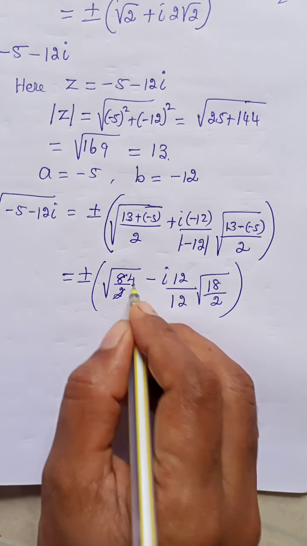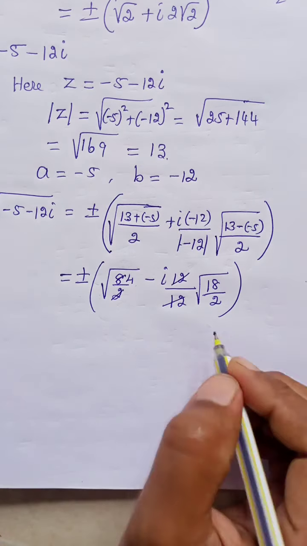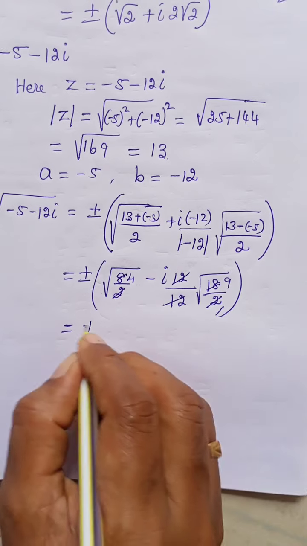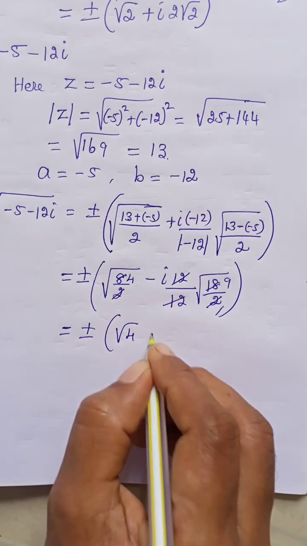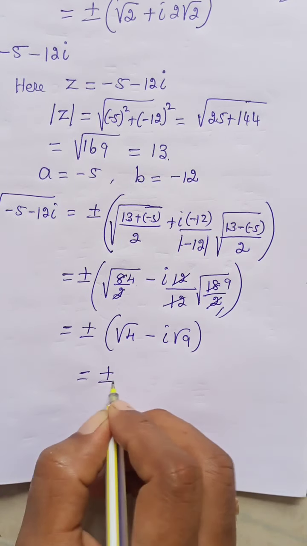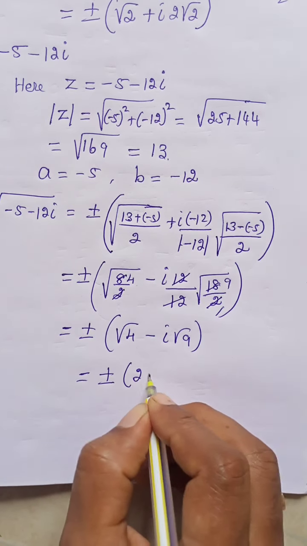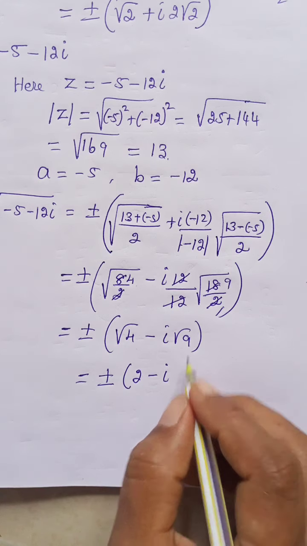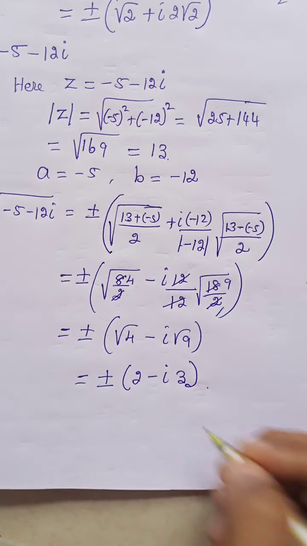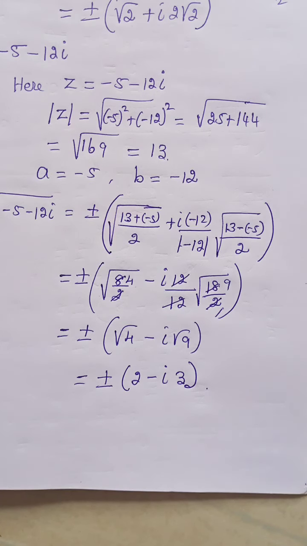So here it will get cancelled, isn't it? Here 12 and 12 get cancelled. 1 by 2 is 2, 9 2s are 18. Plus or minus root 4 minus i into root 9. That is plus or minus 2 minus i into 3, since root 9 is 3. Is that clear? I hope all of you have understood this exercise. So by this we have completed exercise 2.5.